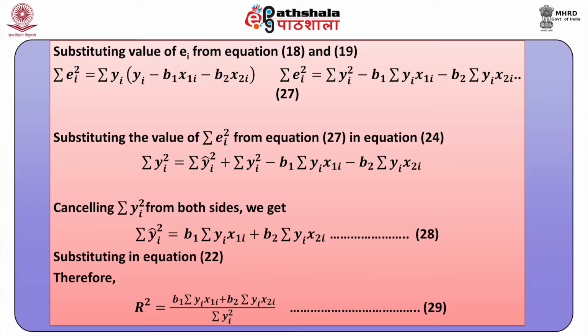Cancelling sigma yi square from both sides, we get sigma yi cap square is equal to b1 sigma yi x1i plus b2 sigma yi x2i. Substituting in equation 22, therefore, r square is equal to b1 sigma yi x1i plus b2 sigma yi x2i upon sigma yi square. The value of r square, as in case of simple regression model, lies between 0 and 1.